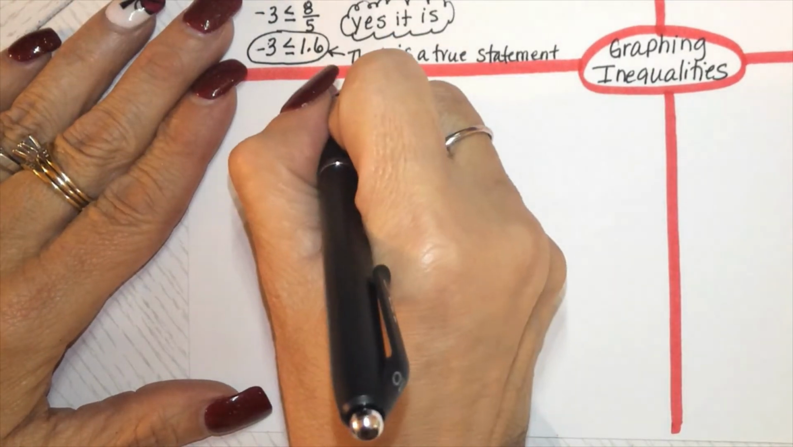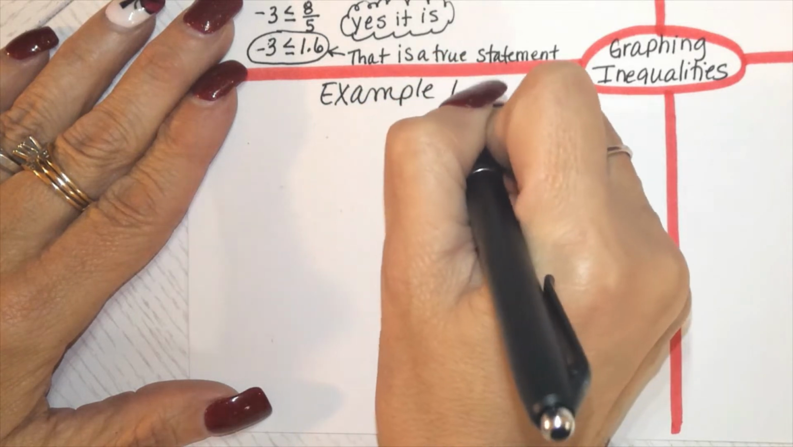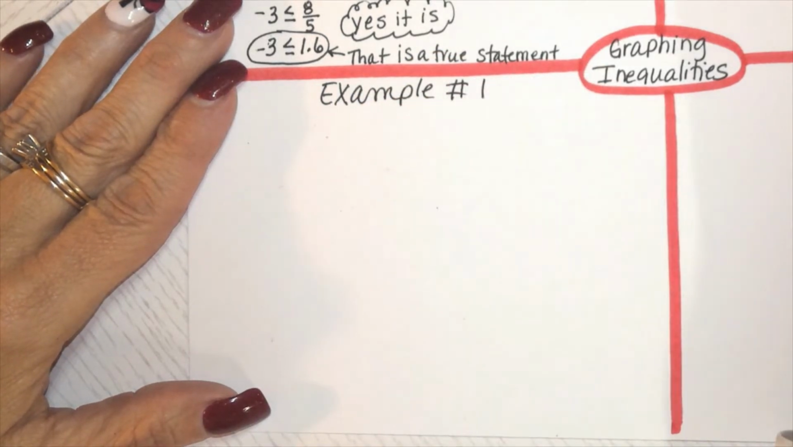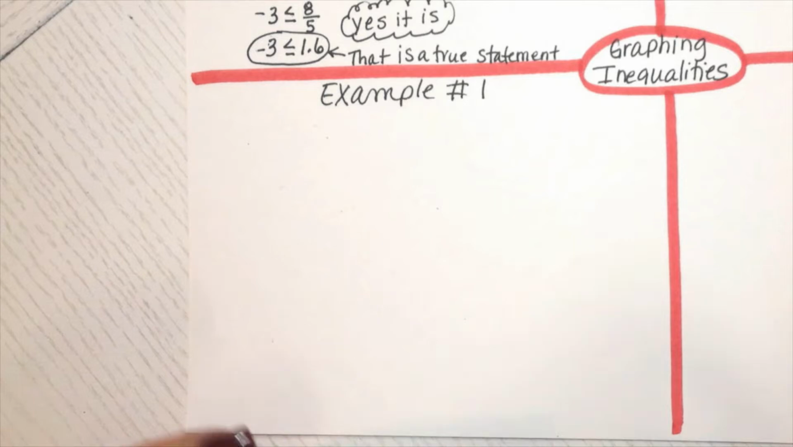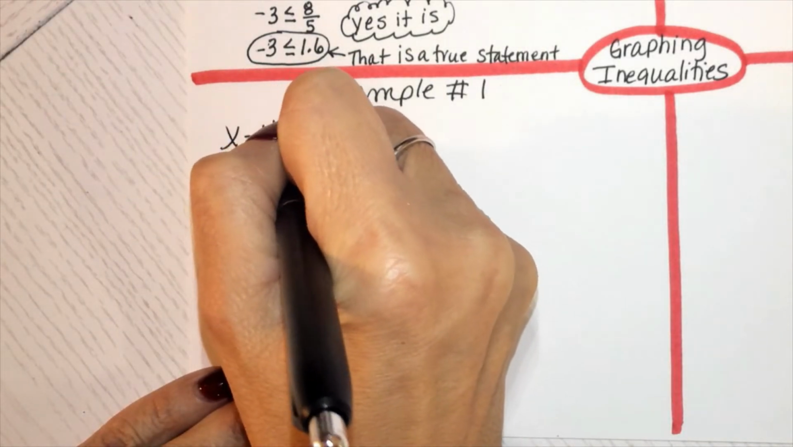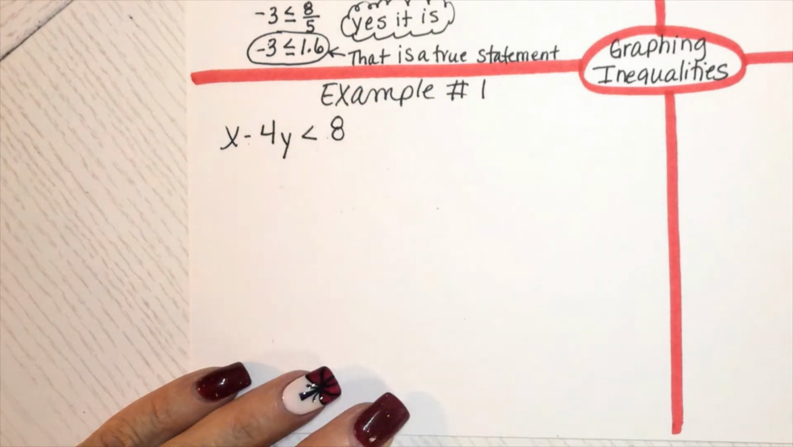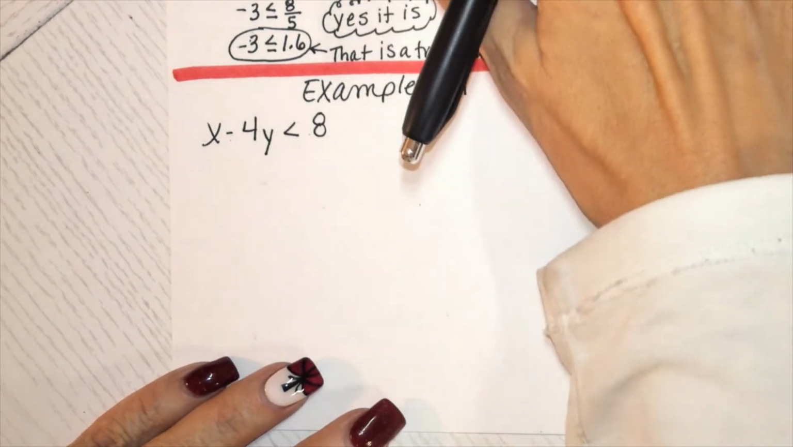All right, so we're going to do two examples. We're going to do example number 1, and over here will be example number 2. I know you can't see me writing that, but I'm just writing example number 2 over here. Okay, so we're going to do x minus 4y less than 8. Okay, so here are the steps. Let me see if I can get that a little bit better focused.